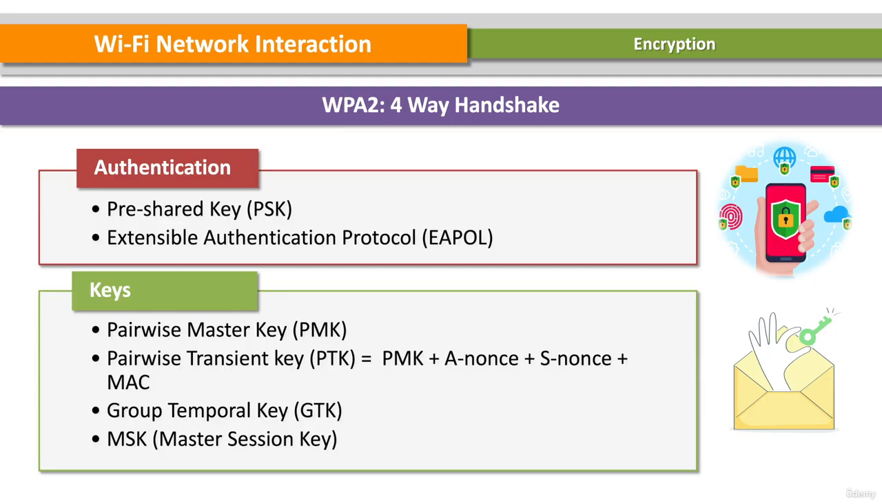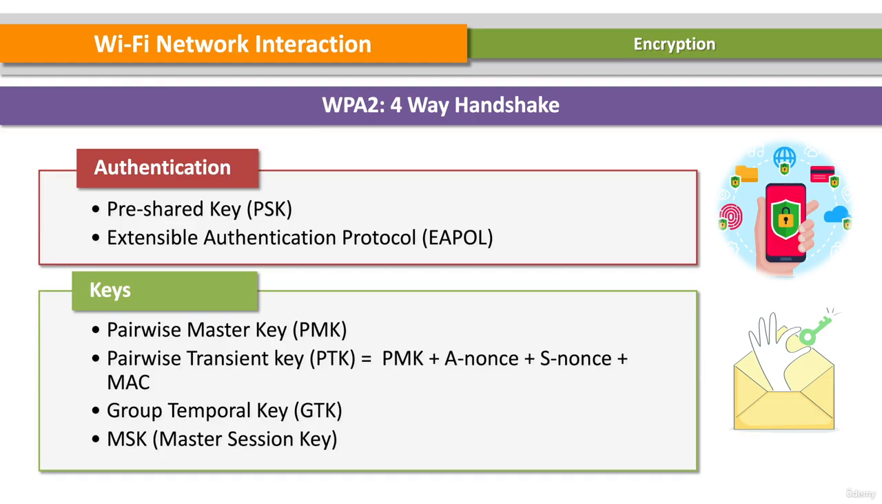Within a handshake, GTK, or the group temporal key, is also used to decrypt multicast and broadcast traffic. So GTK is the key that is shared between all client devices associated with one access point. So yeah, for every access point, there will be a different GTK which will be shared between its associated devices. And then finally, the master session key is the first key that is generated, either from EAPOL or derived from PSK authentication.